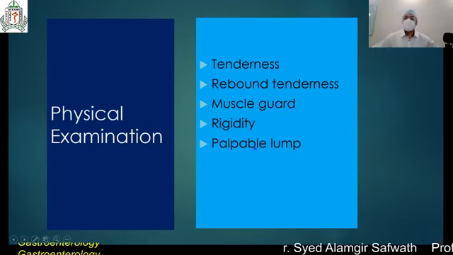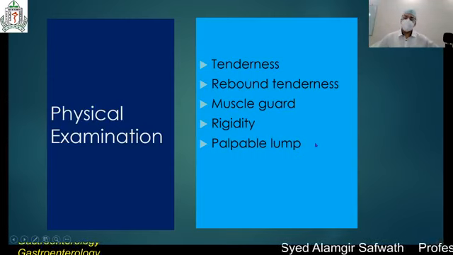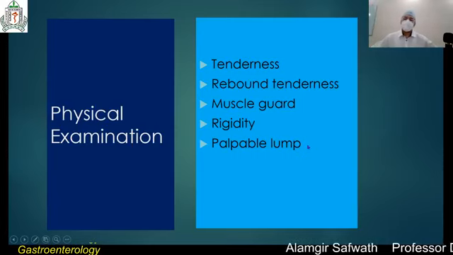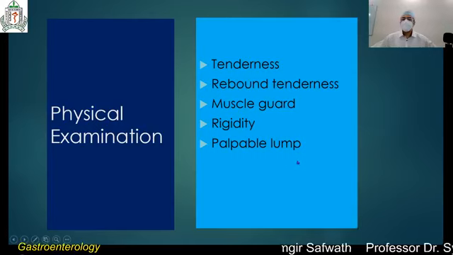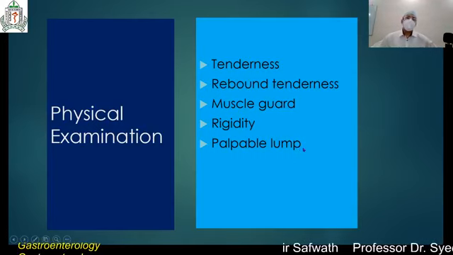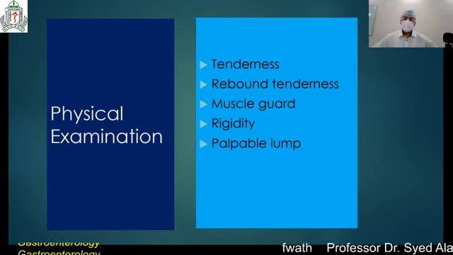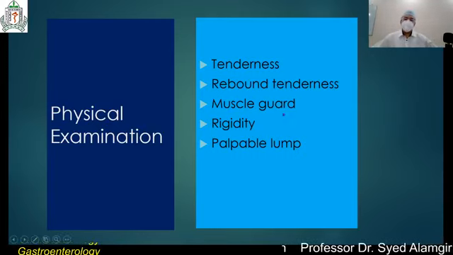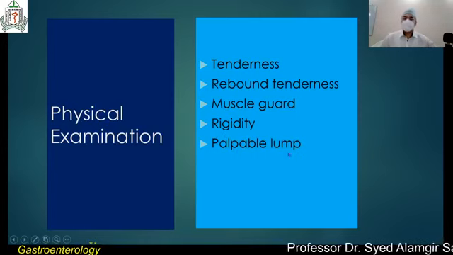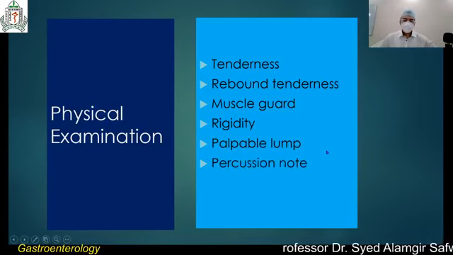Then we will look for any palpable lump. Like in case of appendicitis, we may get an appendicular lump. It is possible to get an appendicular lump in the right lower abdomen. In case of intestinal obstruction due to any growth or tuberculosis, we might get a lump if we palpate the abdomen. So please look for a palpable lump during your palpation.